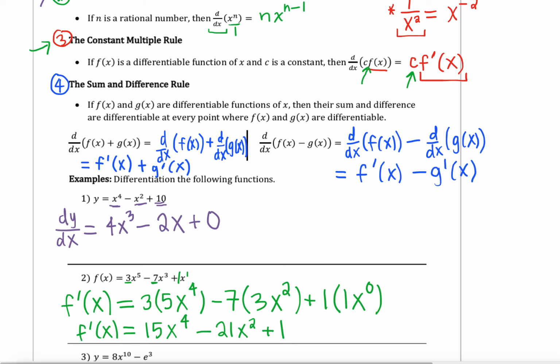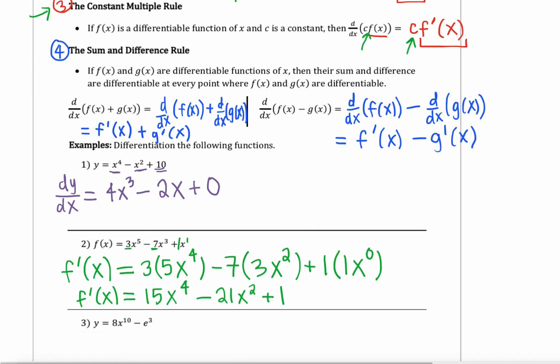So anytime we see this x to the 1st, what's ultimately going to happen is I'm dropping down a power, so my x to the 1st is going to drop down to be a constant term, and I'm just going to get the coefficient in front of that. Okay, let's look at our third example.